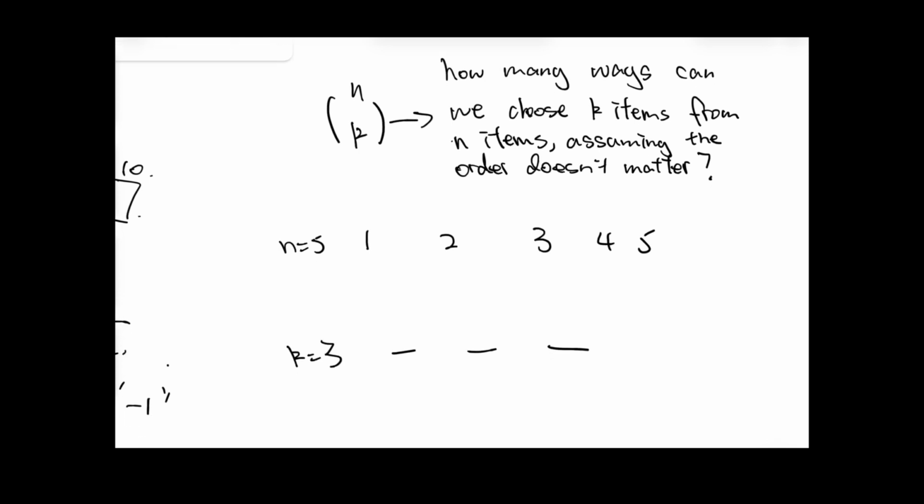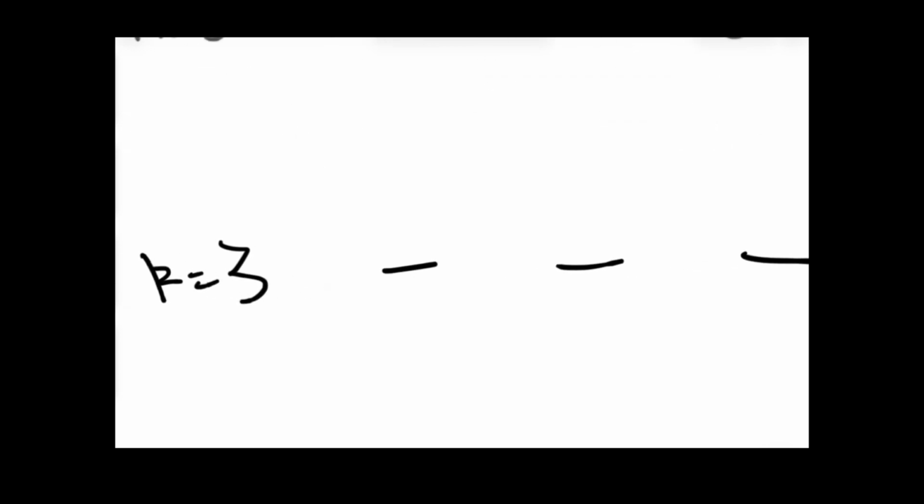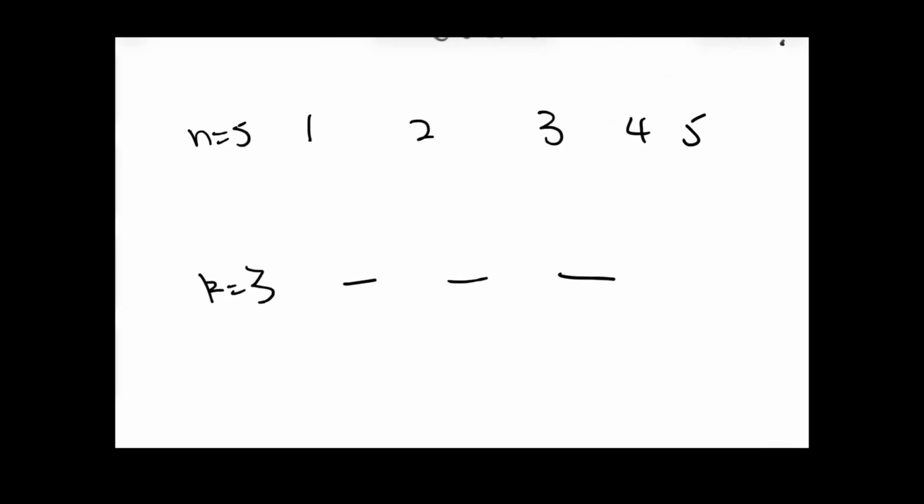And let's think about this. Okay, let's just look at the first box. How many options do we have? How many numbers can we put in the first box? Well, we have all 5 numbers with us because we haven't put in anything yet. So the first box has 5 different options. But now let's go to the second box. We already put in 1 number into the first box, so the second box only has 4 options left. And then the third box, we're already putting 2 numbers into the first and second box, and therefore the third box only has 3 options left.